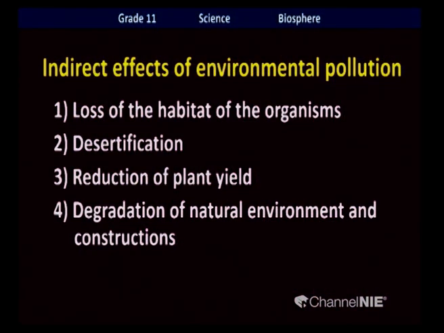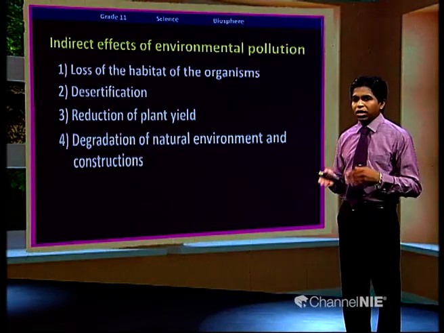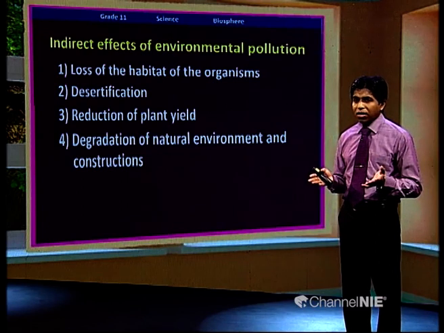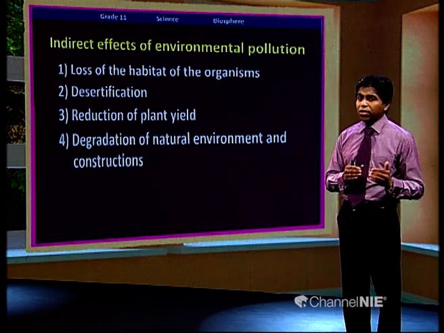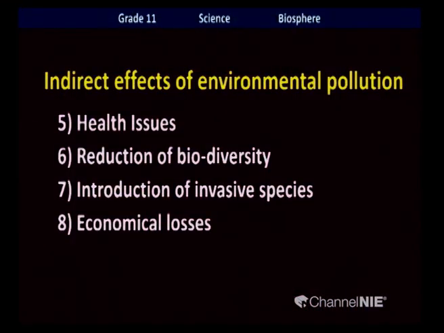Number 4, degradation of natural and man-made constructions. For example, due to acid rain, the Taj Mahal and metallic constructions can erode, and the natural environment also, for example, burning of plant leaves by acid rain. So direct effects can lead to indirect effects. Next one, number 5, health issues. Garbage dumping sites with used bottles and plastic containers can cause the spread of dengue and other infectious diseases. Not only infectious, non-infectious diseases also can spread due to the improper disposal of this garbage.